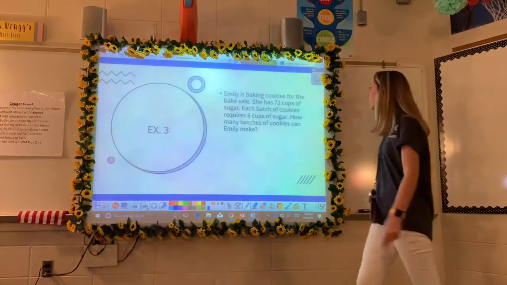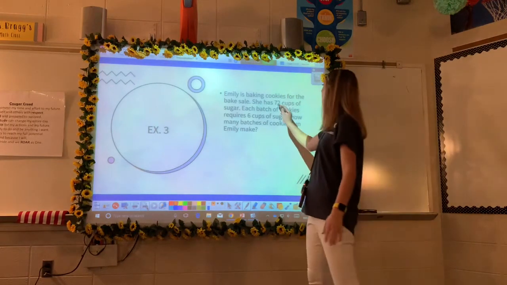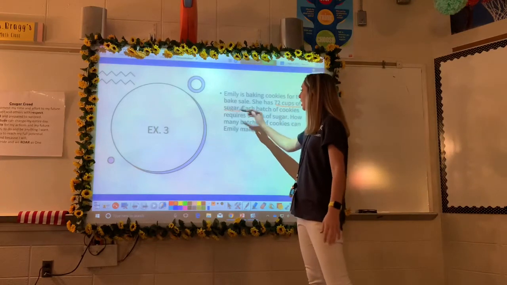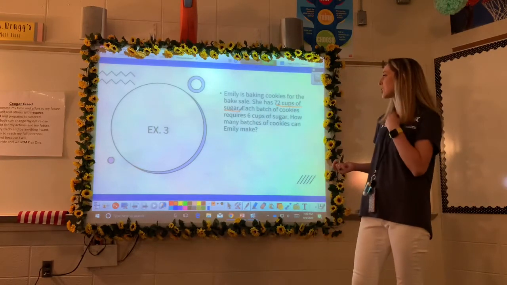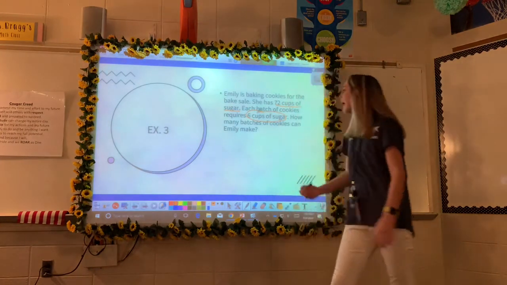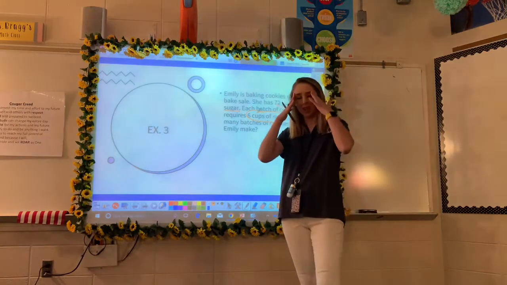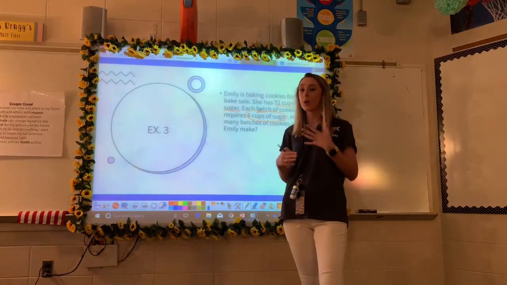So moving on to example number 3. Emily is baking cookies for the bake sale. She has 72 cups of sugar, and each batch of cookies requires 6 cups of sugar. How many batches of cookies can Emily make? Okay, it's a word problem. We don't like it. Our mind shuts down. But we can work through them, okay?